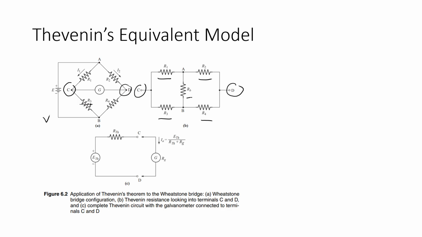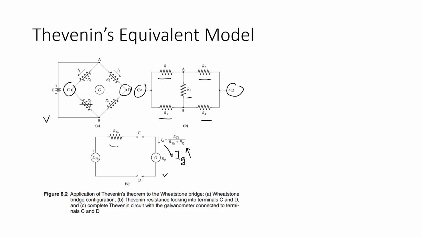Look at C here. This is the final simplification model using the Thevenin equivalent model. We can see here that IA, or IG, is equal to E Thevenin per R Thevenin plus RG.